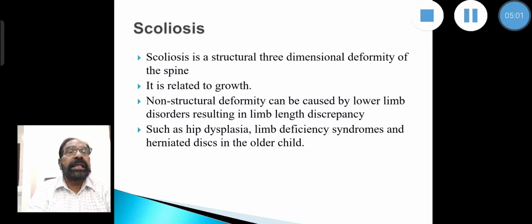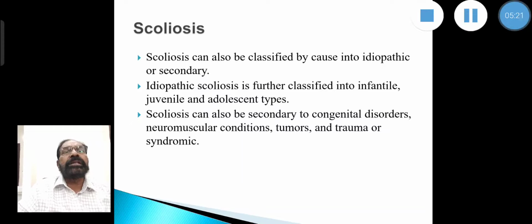Non-structural deformity can be caused by lower limb disorders resulting in limb length discrepancy, such as hip dysplasia, limb deficiency syndromes, and herniated discs in the older children. Scoliosis can also be classified by cause into idiopathic and secondary. Idiopathic scoliosis is further classified into infantile, juvenile, and adolescent types. Scoliosis can also be secondary to congenital disorders, neuromuscular conditions, tumors, trauma, or syndromic.